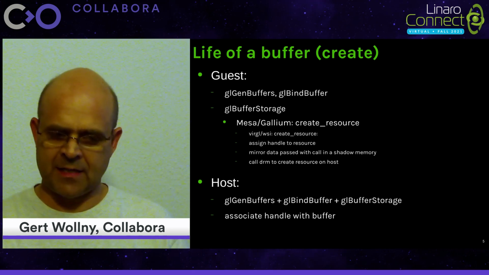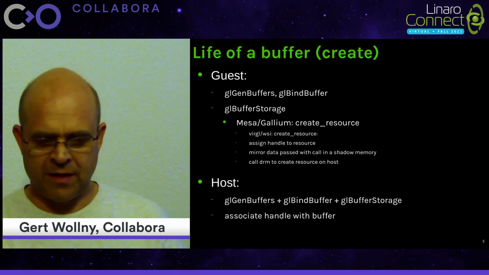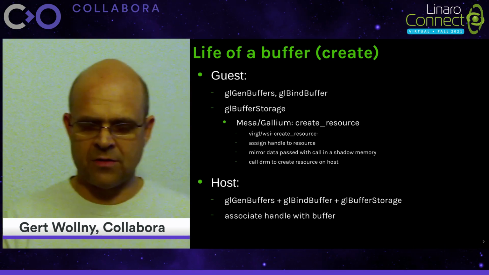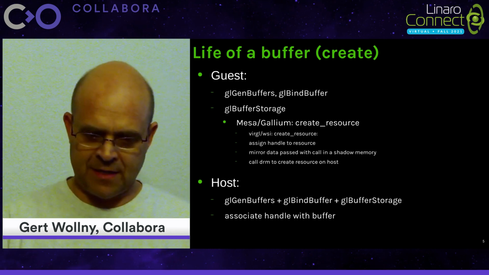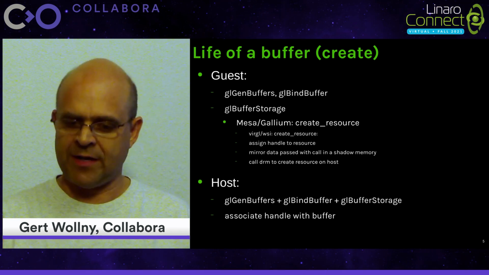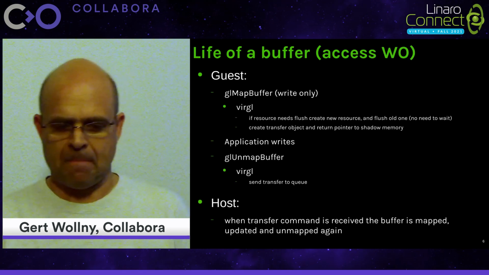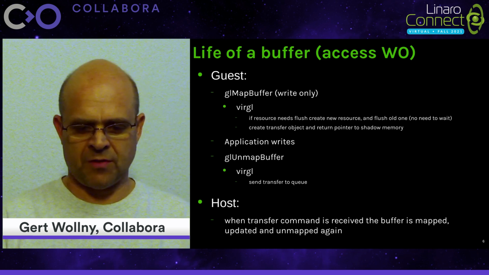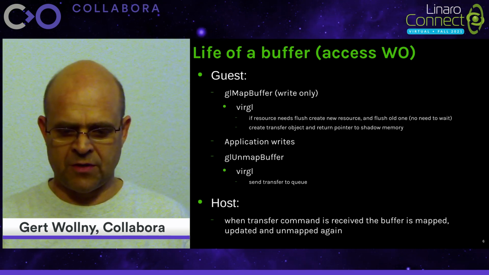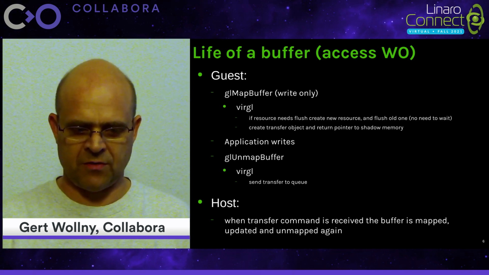In this case, the guest is calling glMapBuffer with the write-only flag set, and then virglrenderer is checking: is this resource actually still in use by the host? If it is in use, then it will create a new resource, flush the old one, but return the pointer to the new resource memory to the guest. If the old resource is no longer in use, we can just pass the pointer of the old resource to the guest.